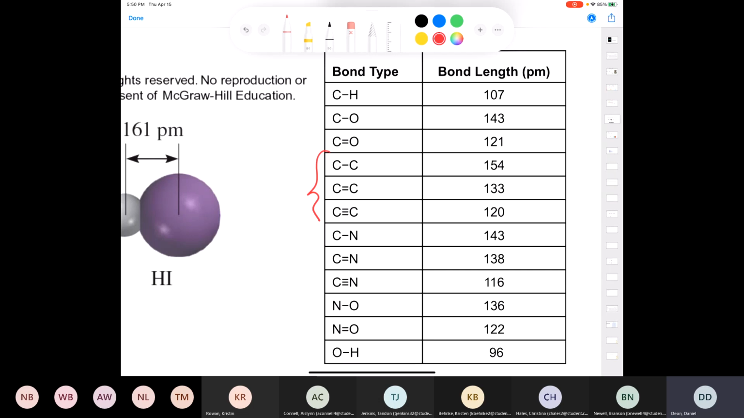So if we look at a carbon-carbon single bond, it's 154 picometers. We go to a double, it gets shorter. We go to a triple, it gets even shorter. If you don't believe me that this is a trend, let's look at what happens when you have a carbon and nitrogen single, double, or triple bond, and you see the same trend, that they get shorter and shorter. So this is something you've got to have in your hat when you step into the exam.